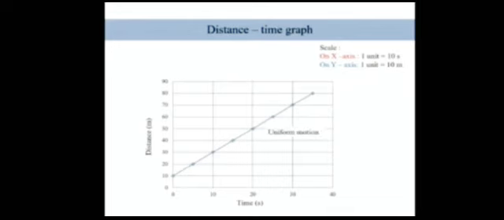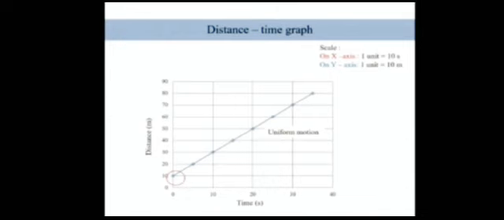Step number 3, always check the starting point. As we can see here, the vehicle is not passing through the origin. Still, the vehicle is in uniform motion, moving with a constant speed. Now the question is, why is the vehicle not starting from the origin?